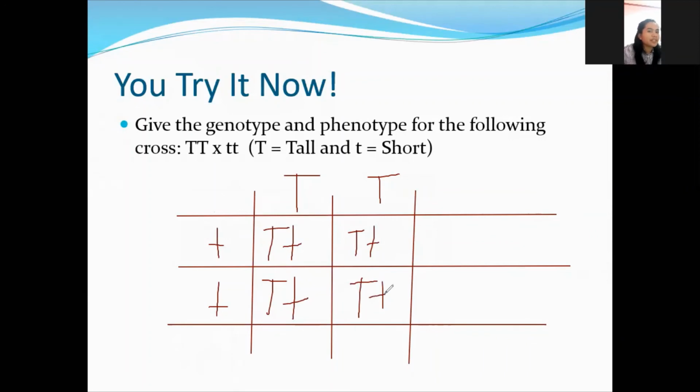So if we have here big letter T and small letter t, it means for all four of them, our phenotype would be 100% tall. Okay? So 100% tall. Why? Because all of the offspring are hetero. Okay, all of the offspring are heterozygous. So it means there is still a dominant trait here. Okay, so that's it. Next.